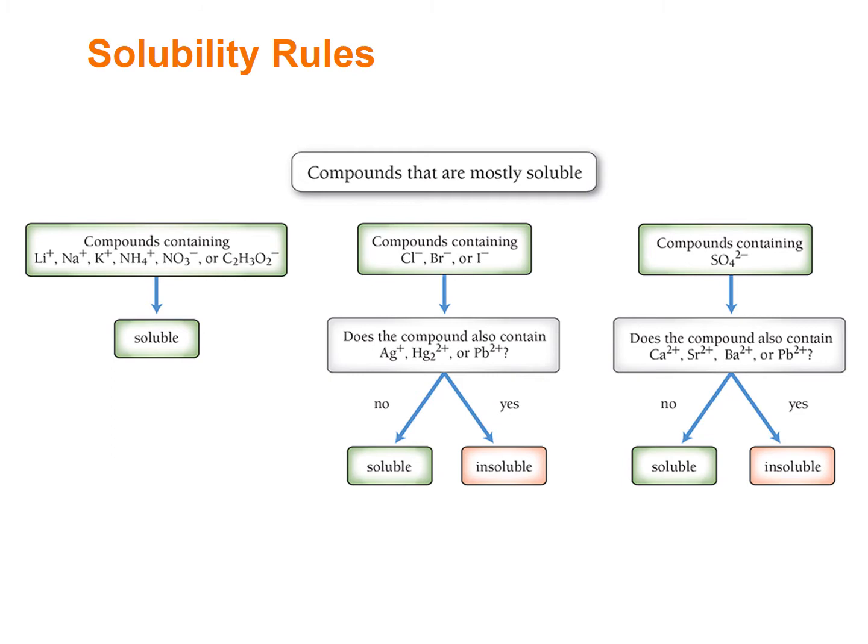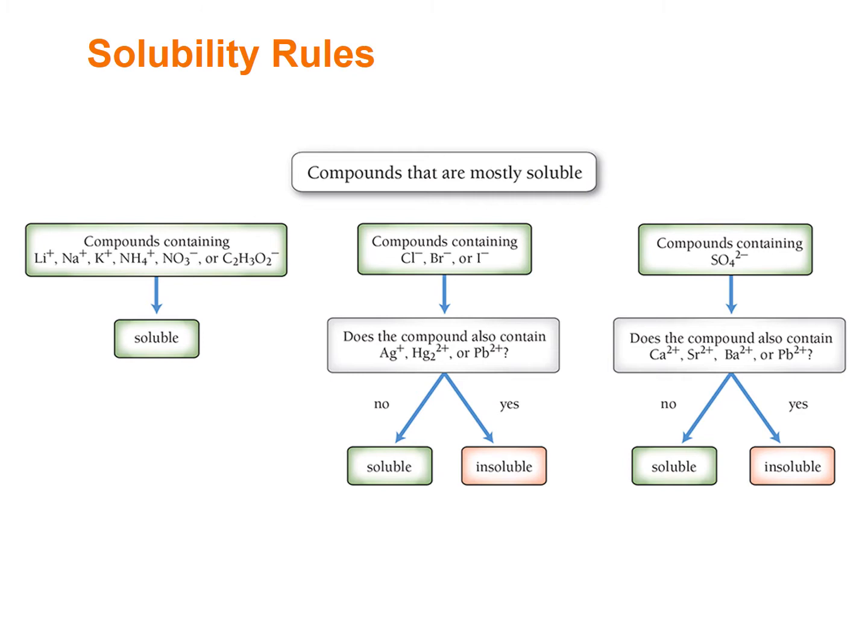water. Let's say that you had another compound, something like sodium chloride. Well, you could look up the chloride right here and follow the little arrow because our solution does contain chloride. And then, oh, we got another box. And this box says, does the compound also contain silver or mercury or lead? Well, it doesn't. In our example, it's going to contain sodium and chlorine. So the answer is no. We would follow the arrow off to the left, and that would be soluble. That means it's going to dissolve when it's in water.